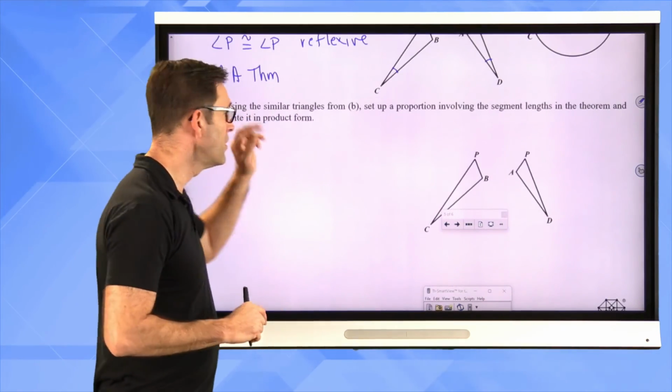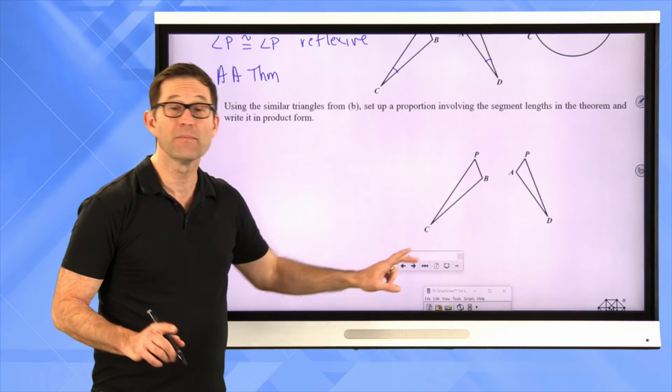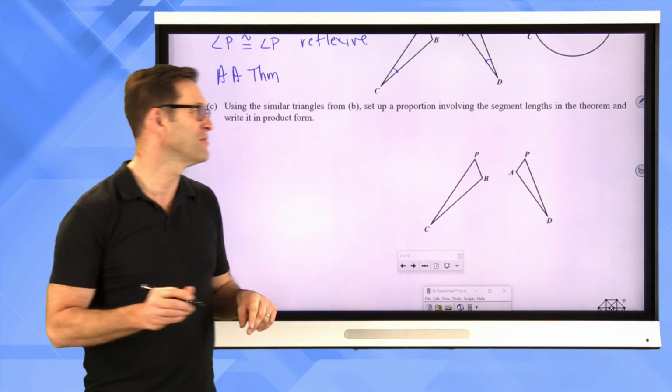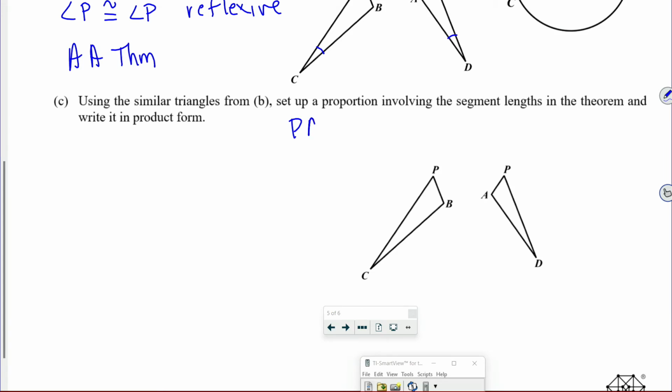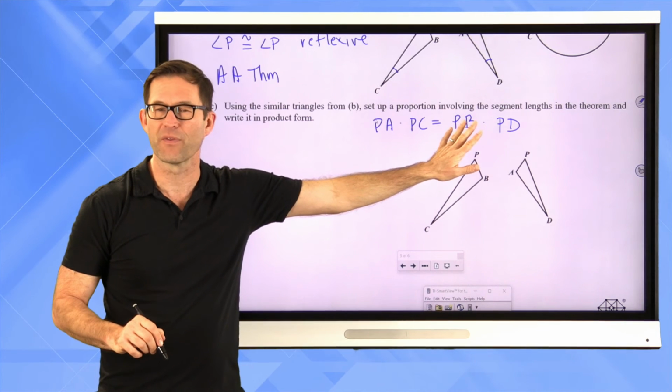And once we have similar triangles, it's just a small step to get us the rest of the way. So let's take a look. Letter C. Using the similar triangles from B, set up a proportion involving the segment lengths in the theorem and write it in product form. Now remember what that theorem said. That theorem said that PA times PC was going to be PB times PD. That's what we're driving towards. This is what we're trying to prove. I'm not starting with this.